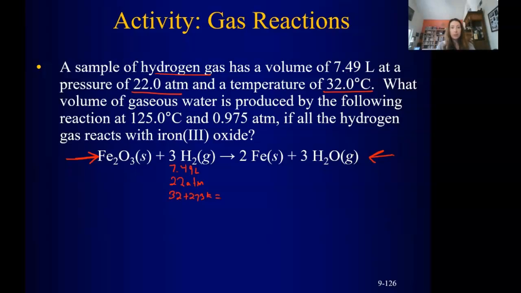There's a lot to do. I always say you can't leave it all up to your brain. Your hands have to do some work also. Write the plus 273 right away.